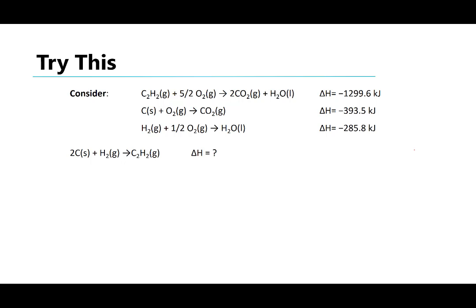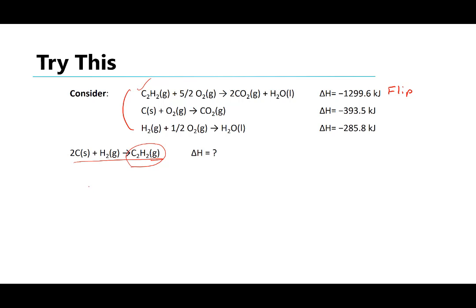The example we have actually has 3 individual steps, and I'm going to try to make all 3 of these individual steps somehow come together to get my overall reaction of taking graphite, reacting it with hydrogen gas to produce C2H2 gas. First of all, I have C2H2 on the reactant side, and up here in the first reaction, it's on the product side. So the first thing I'm going to do is flip that reaction. So let's rewrite that. Reverse.